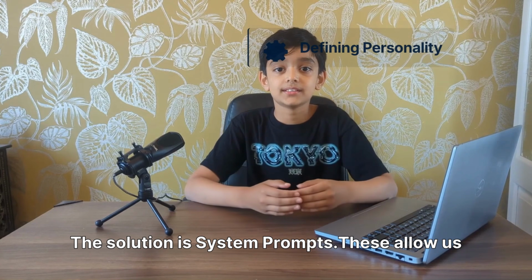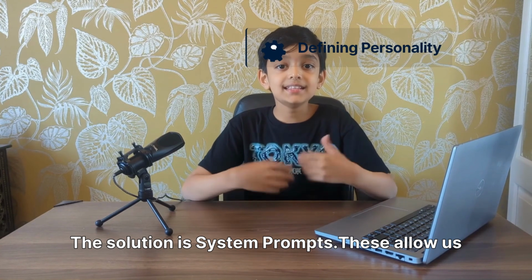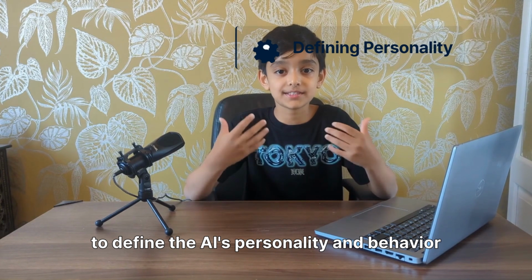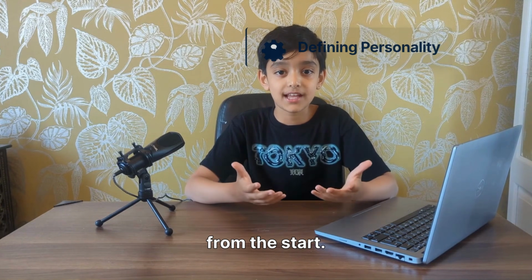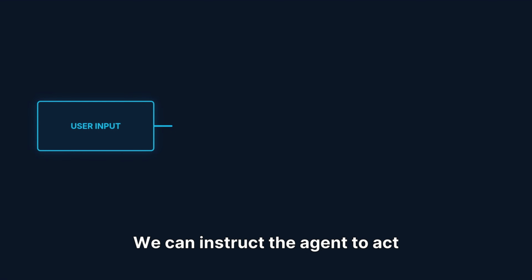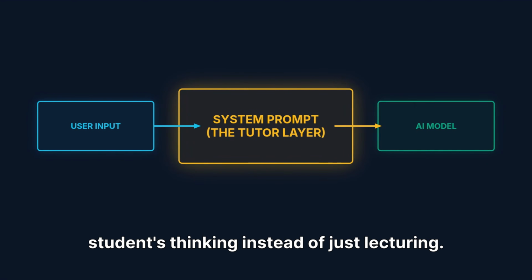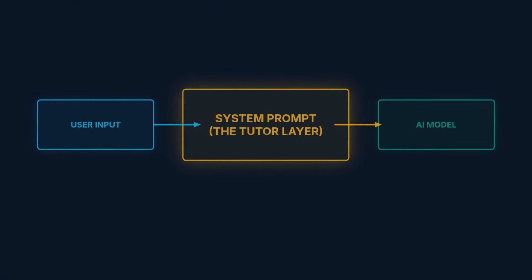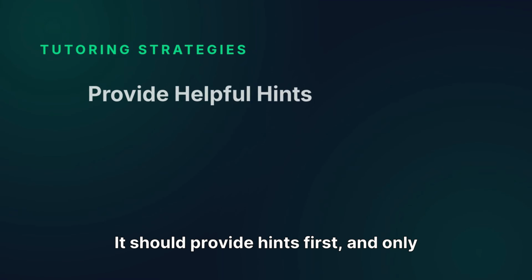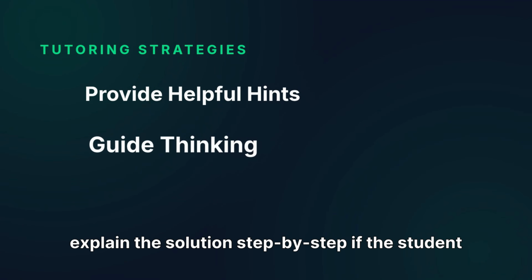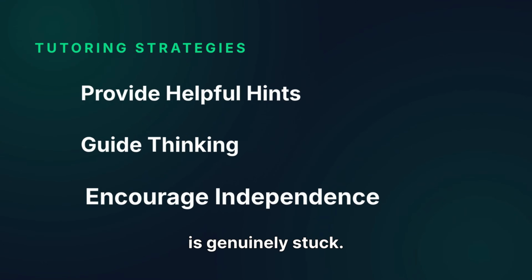The solution is system prompts. These allow us to define the AI's personality and behavior from the start. We can instruct the agent to act as a helpful tutor who guides the student's thinking instead of just lecturing. It should provide hints first and only explain the solution step by step if the student is genuinely stuck.